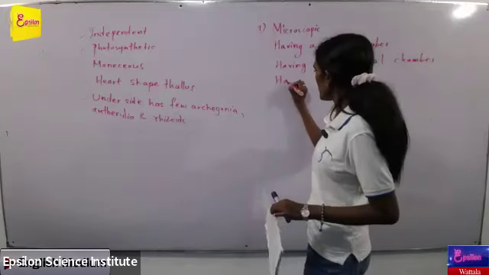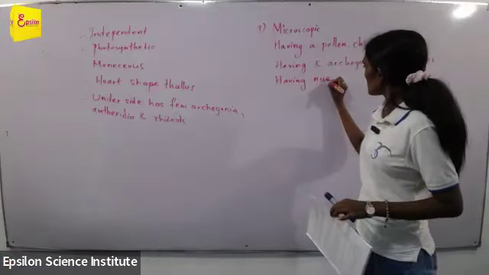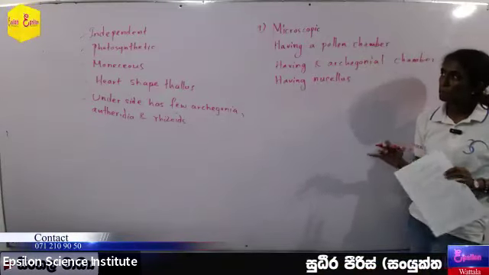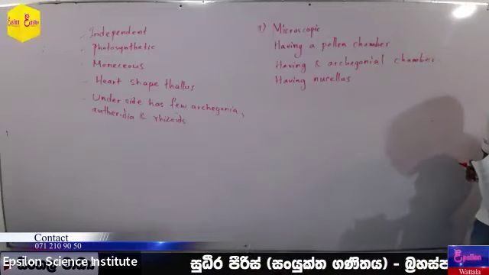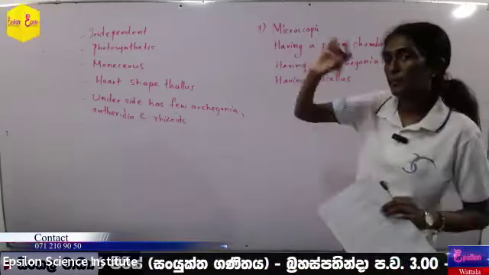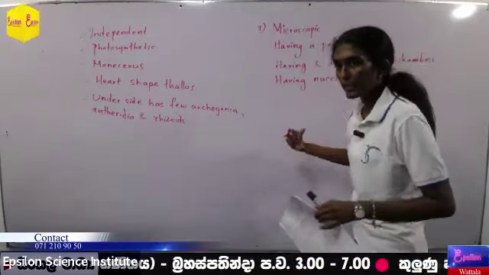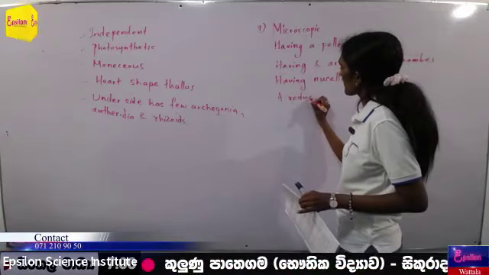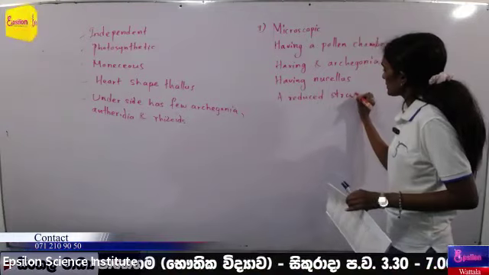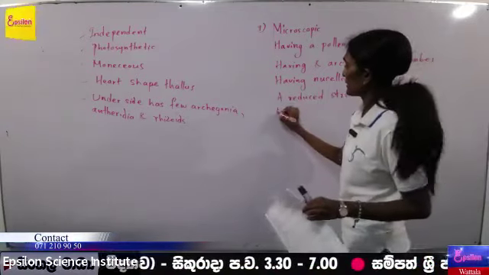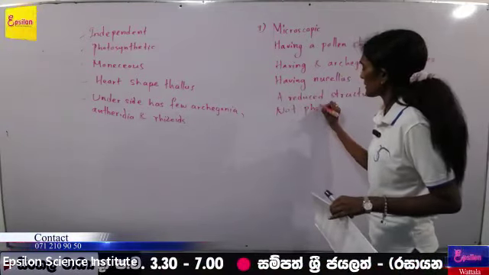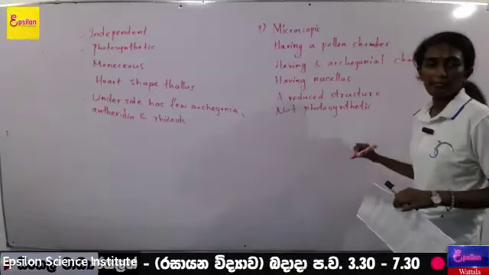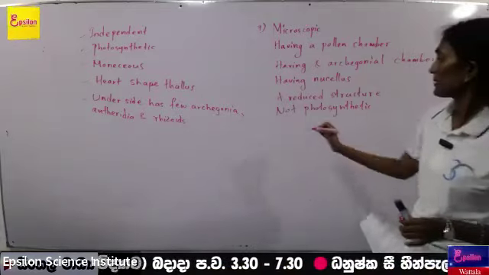Then having nucellus. Cycas, sorry, Pogonatum one was the dominant stage of the life cycle. This is a reduced structure, right? Not photosynthetic. What else? Dependent on what? Totally dependent on the sporophyte.